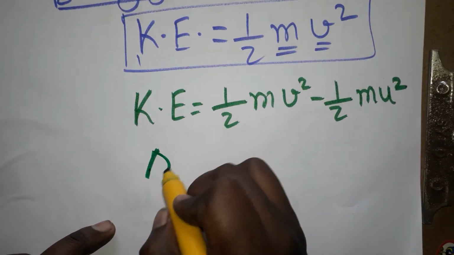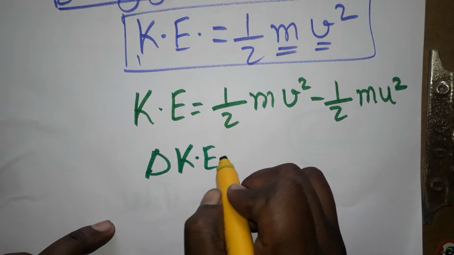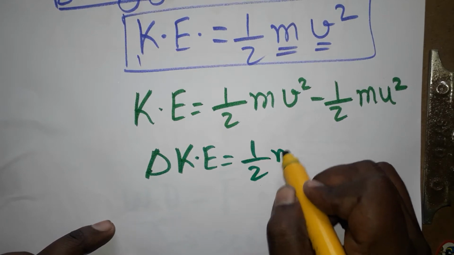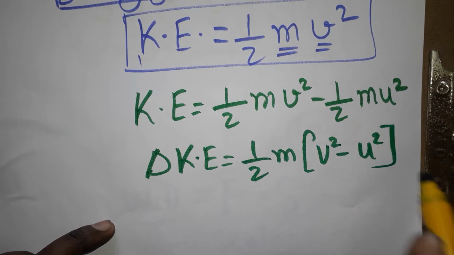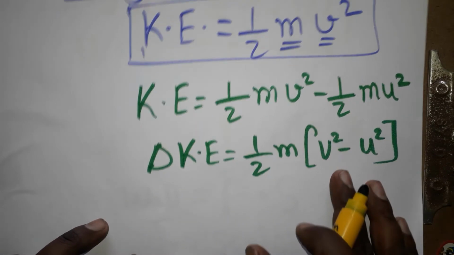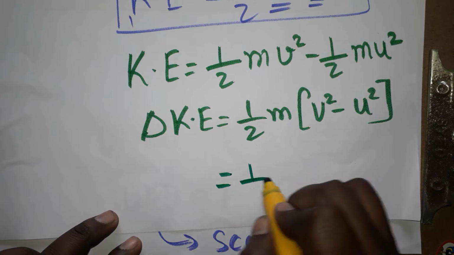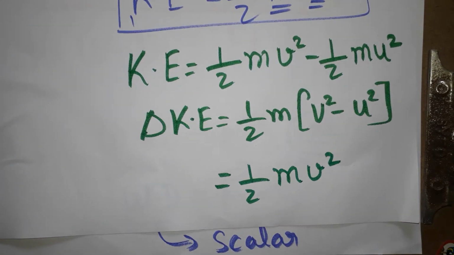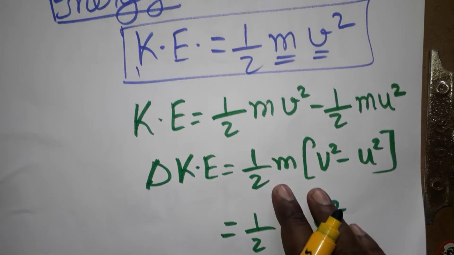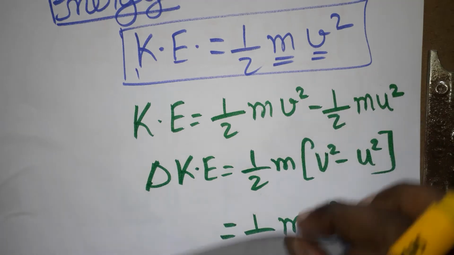So change in kinetic energy is equal to half m, taking common, v square minus u square. In many cases u will be 0, initial velocity will be 0. So kinetic energy will be half m v square. The next case we are going to see is potential energy. Kinetic energy is called mechanical energy, which is half m v square.